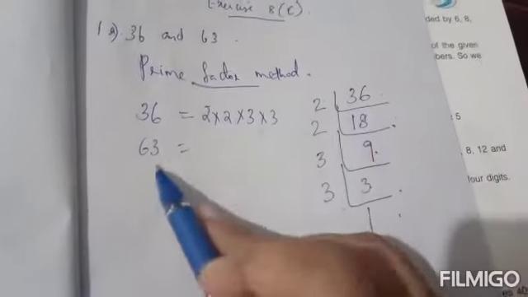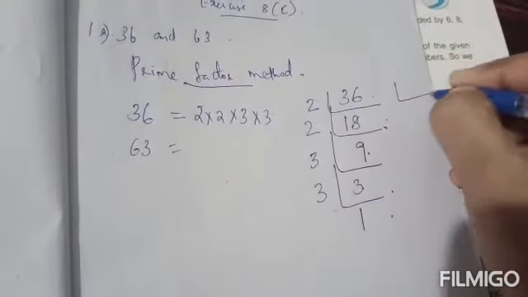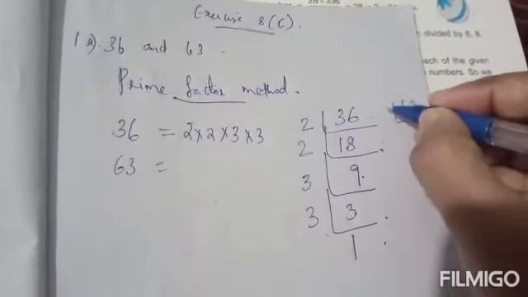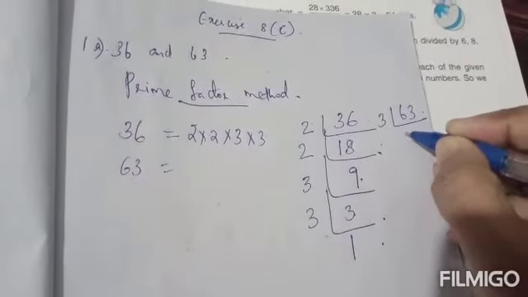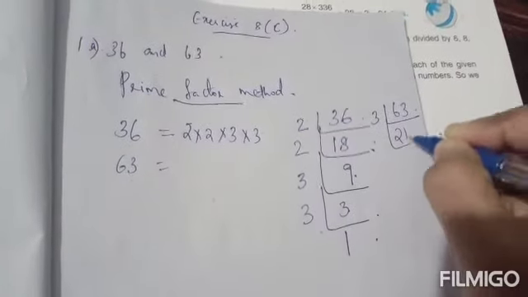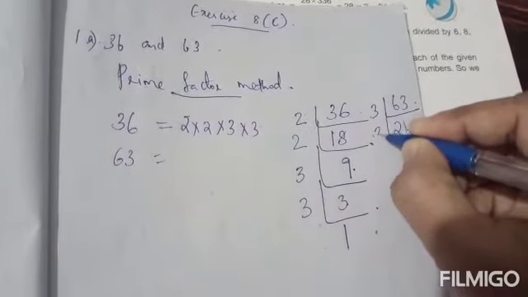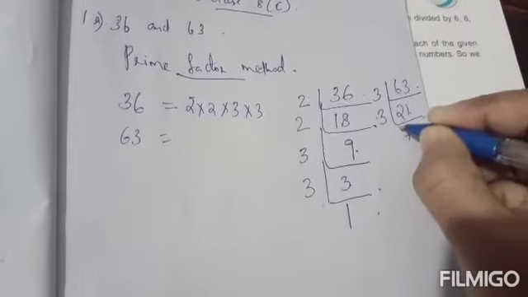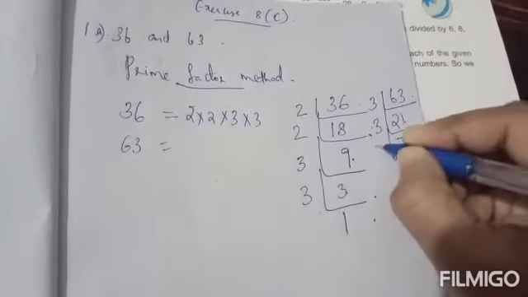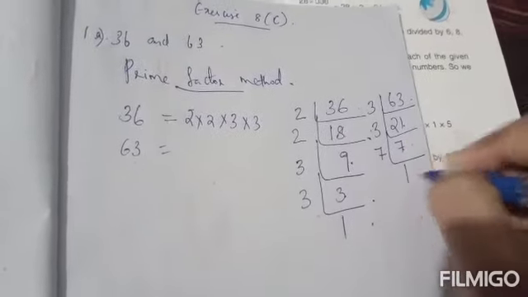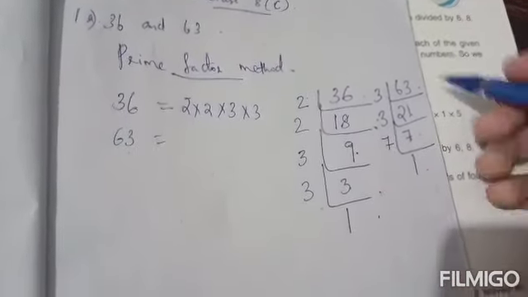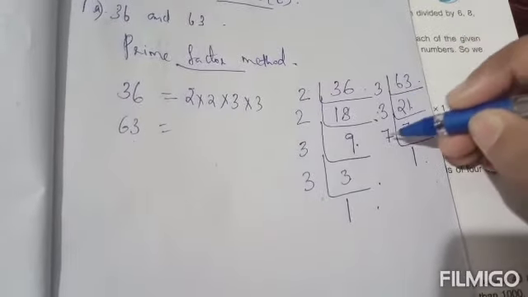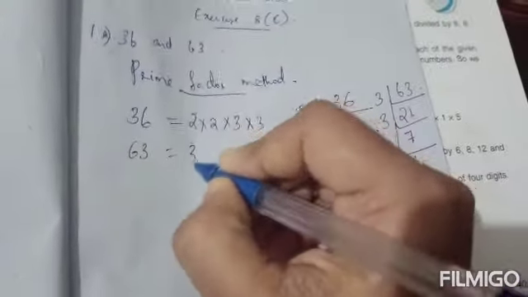Next, you can find the prime factorization of 63. 63 is divisible by 3, so 21. Now 21 is also divisible by 3, you will get 7. 7 is divisible by 7, you will get 1. So, how can we write 63? 3 into 3 into 7. So that you can write here.